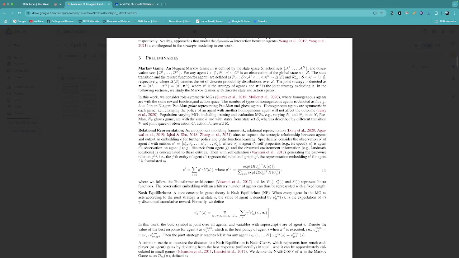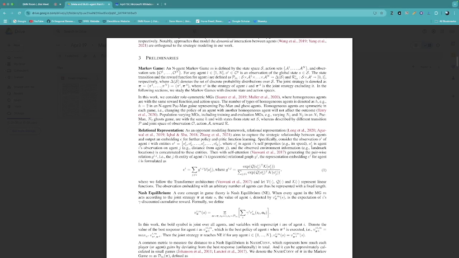The number of types of homogeneous agents is denoted as H. So, for example, an N-agent Pac-Man game representing Pac-Man and the ghost agents. So you would have two types of agent. You have Pac-Man and you have the ghosts, and they have different reward functions and action spaces. Homogeneous agents are symmetric in each game. Changing the policy of an agent with another homogeneous agent will not affect the outcome.